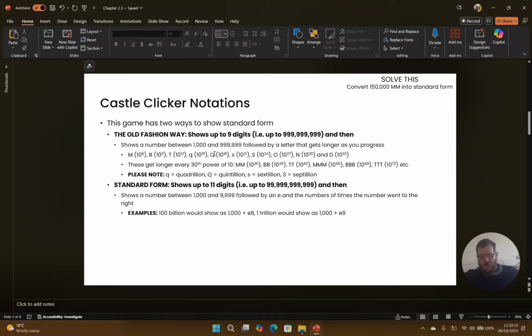And then you've got the normal standard form, where it shows 11 digits and then shows 4 digits followed by an E, which is something I would typically go for, as we have to do superscripts on the number that follows it. E in that case would equal 10. So a trillion would show E9, whereas 100 billion would be E8.